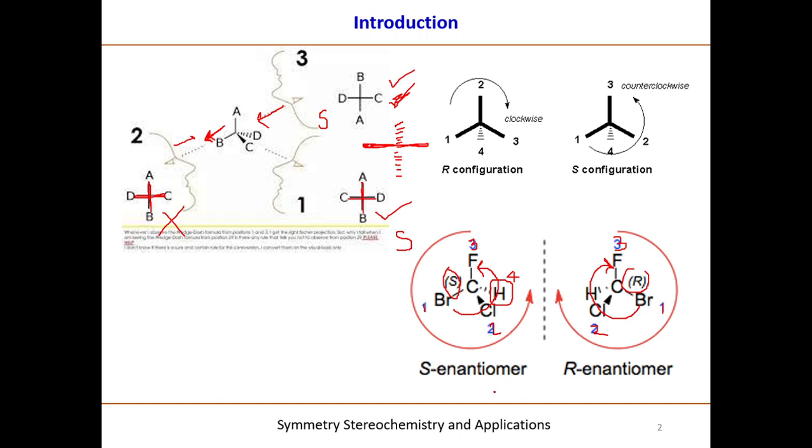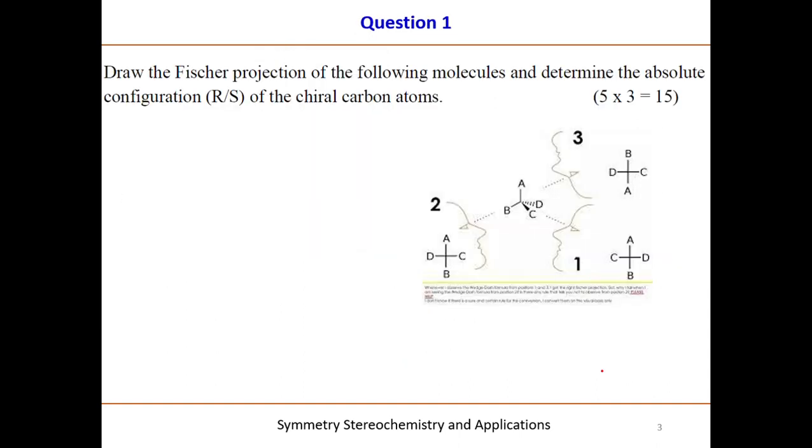So these two are enantiomers, that means the non-superimposable mirror images of each other, and they have different movement of the light. S is sinister, that is anti-clockwise direction, and R is rectus, that means clockwise direction. So now let's discuss the question here.